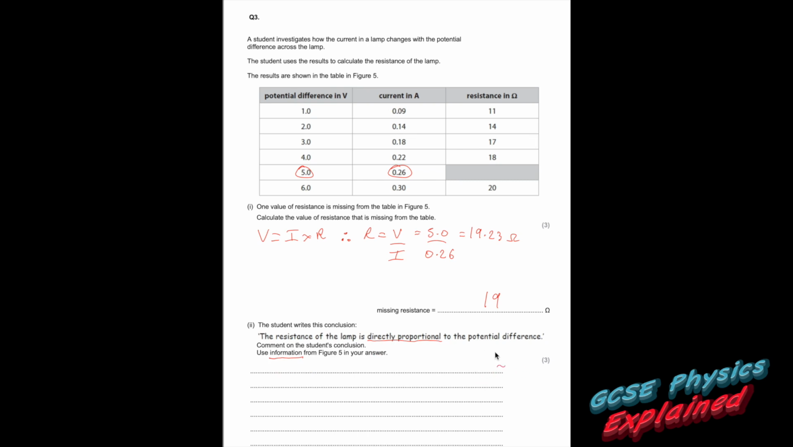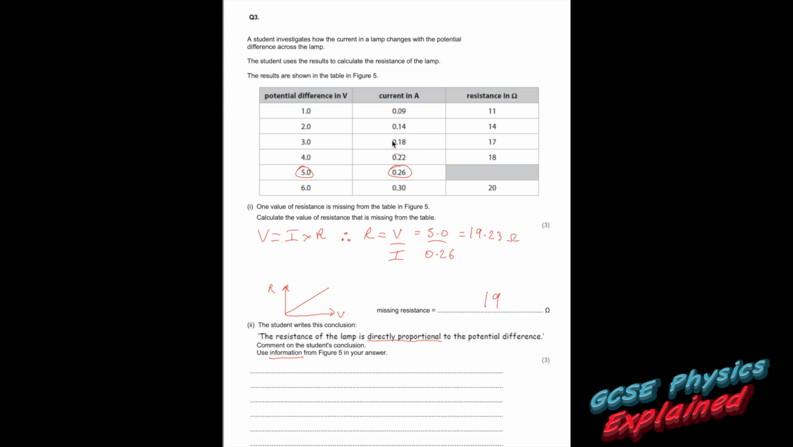Now, directly proportional basically means as one thing goes up, the other thing goes up as well, by equal amounts. So if one doubles, the other doubles, or if one thing trebles, the other thing trebles. Right, let's have a look then. If we have a look at the voltage of 2 and we double it to 4, does the resistance double from 14? Does it go to 28? No, it doesn't. It's miles away.